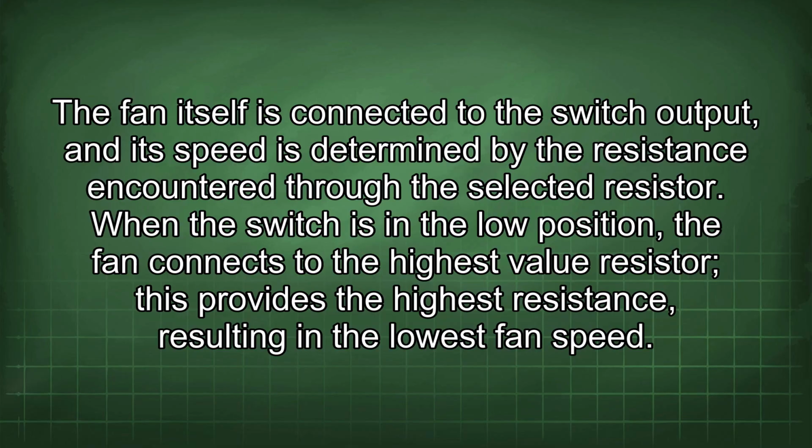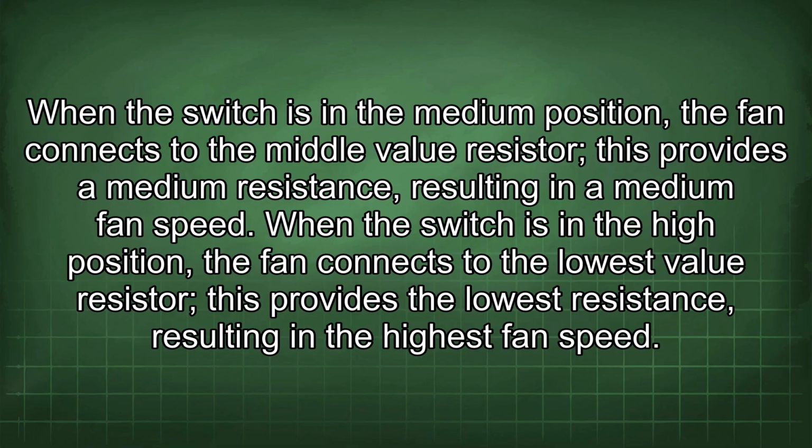the selected resistor. When the switch is in the low position, the fan connects to the highest value resistor. This provides the highest resistance, resulting in the lowest fan speed. When the switch is in the medium position, the fan connects to the middle value resistor. This provides a medium resistance, resulting in a medium fan speed. When the switch is in the high position, the fan connects to the lowest value resistor. This provides the lowest resistance, resulting in the highest fan speed.